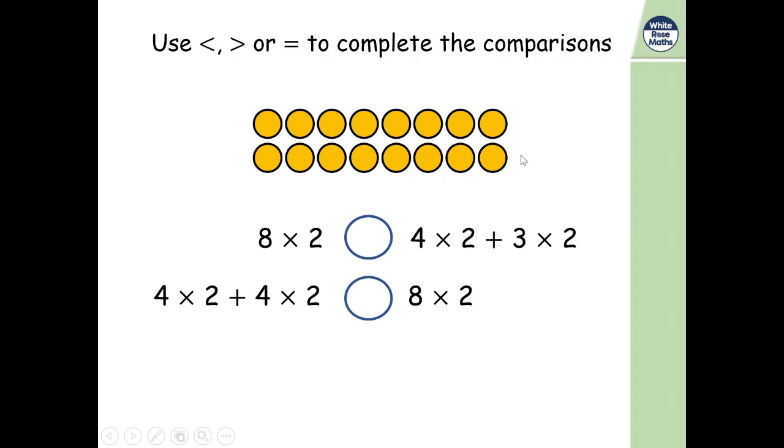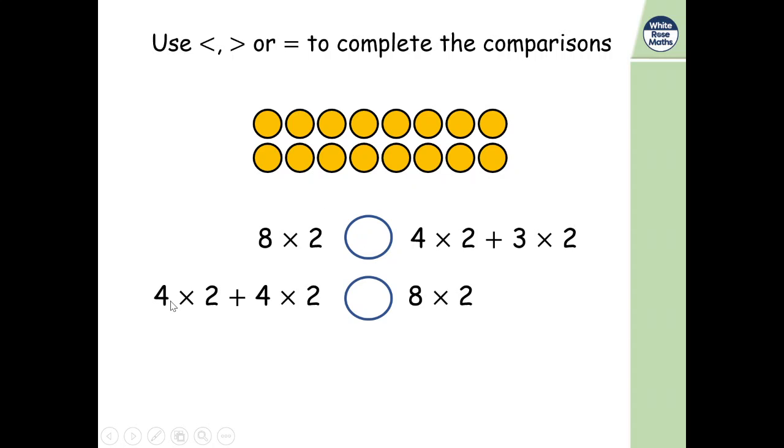So 8 times 2 is what we've got up here. 1, 2, 3, 4, 5, 6, 7, 8. Is it the same as 4 times 2 and 3 times 2? Well, let's do 4 times 2. 1, 2, 3, 4, up to here. And then another 3. 1, 2, 3. So no, it's not, because we've still got some left over. Because 4 add 3 makes 7, not 8. So therefore, 8 times 2 will be bigger.